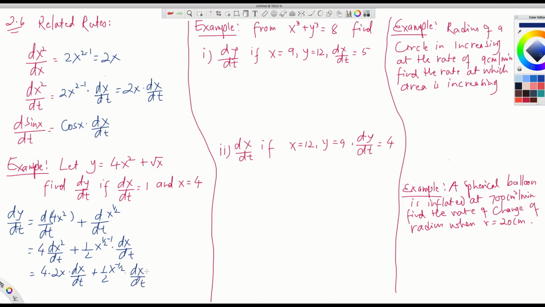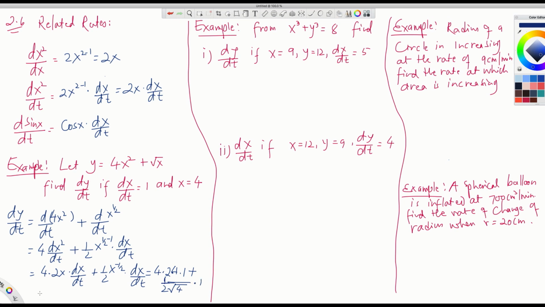Let us simplify that and plug in the values of x and dx over dt. You will get 4 times 2 times 4, since x is 4, times dx over dt, which is 1, plus 1/2 times x to the negative 1/2. Moving it to the denominator with a positive 1/2 gives root x, and root of 4 is 2. So 1 over 2 times root 4, times dx over dt, which is again 1.